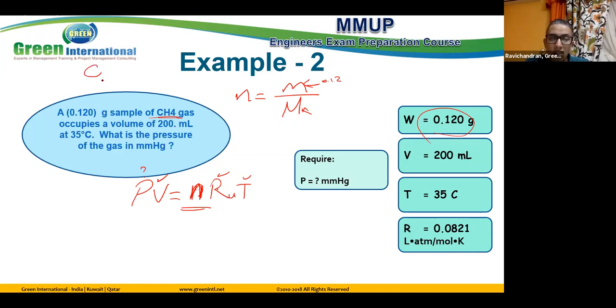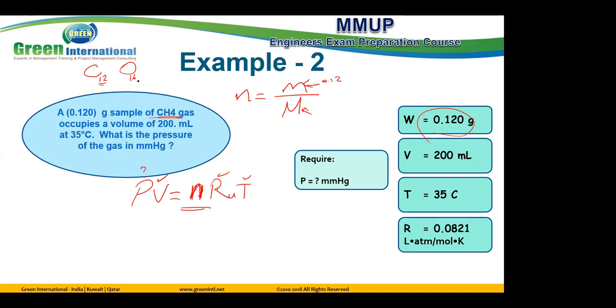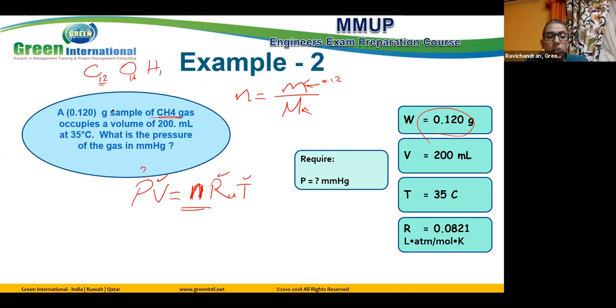Normally for carbon 12, normally for oxygen 16, hydrogen 1. So CH4: 1 carbon, which is 12, plus 4 hydrogens, which is 4 times 1, equals 16 at the end. So we can get the number of moles by 0.12 divided by 16. Once you get the number of moles, substitute in the equation to get the pressure.